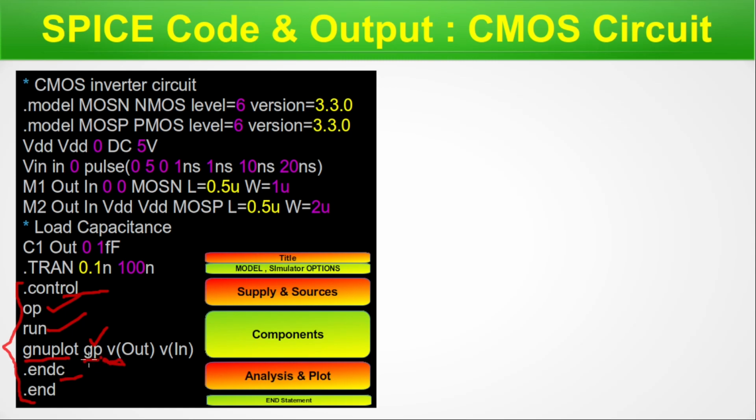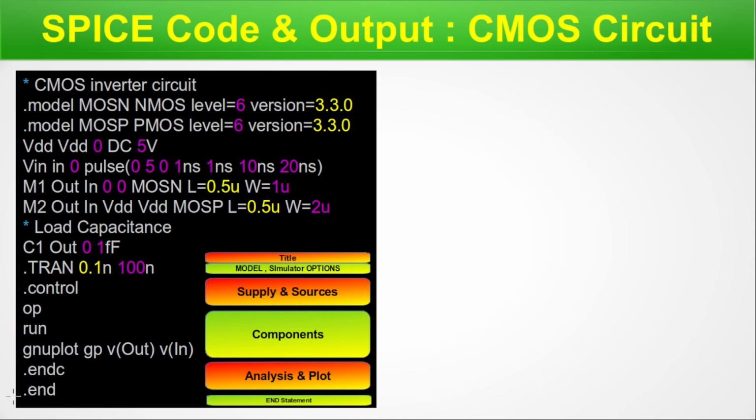Once we run this, you will see that instead of GP you can write something else, and then the GNU plot will plot the V out. Out means this particular node, let me show this out node, and V in, that is the input node. So these two node voltages will be plotted in the GNU plot in the same window, and here our control ends. So the control block, and this is the plot one. You can see the analysis was there earlier. So the analysis and plot section is done.